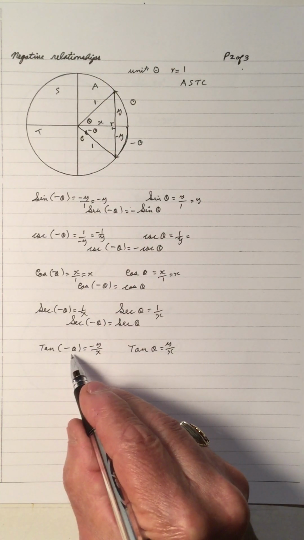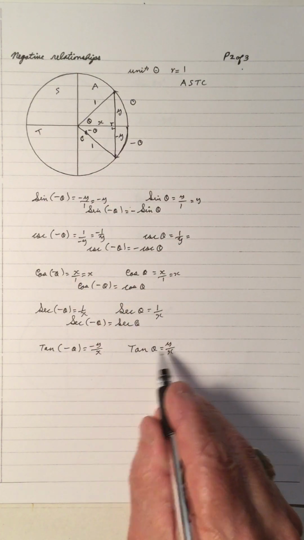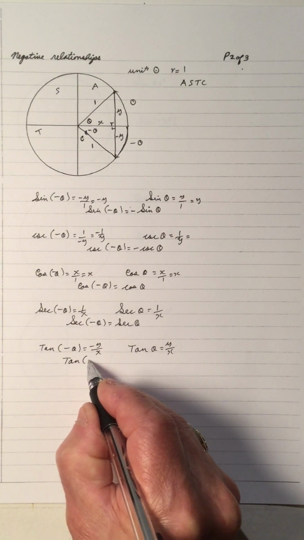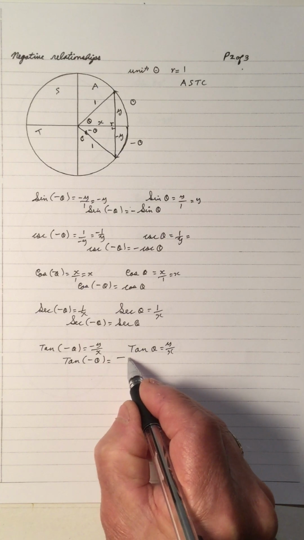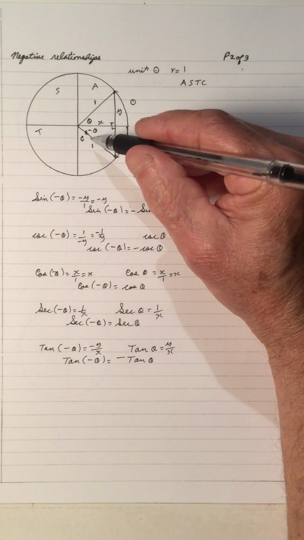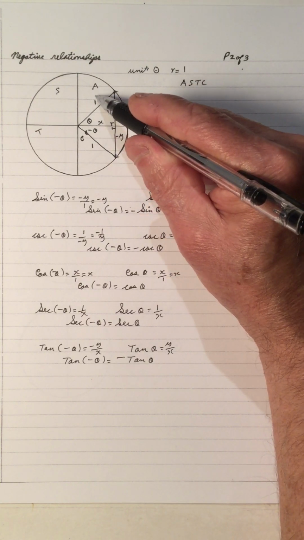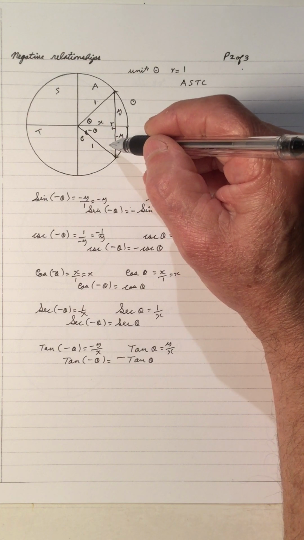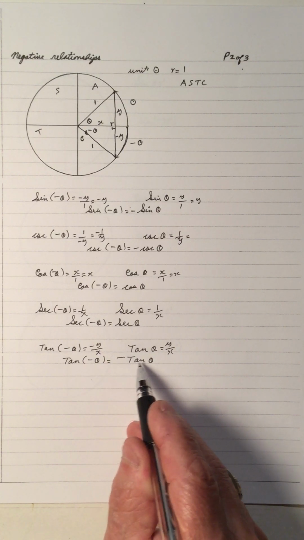The tan of negative theta is negative y over x. And notice they're the same fraction, but they're opposite of each other. So the tan of negative theta is equal to the negative tan of theta. Again, both of these triangles have the same reference angle. Tan is positive in quadrant 1 and negative in quadrant 4. So that's why the tan of negative theta is the negative of tan of theta.